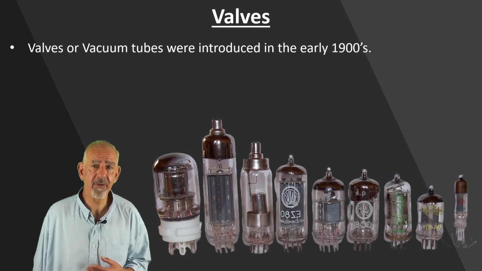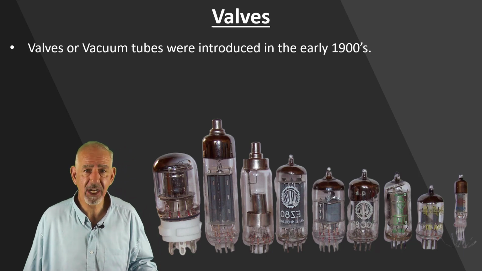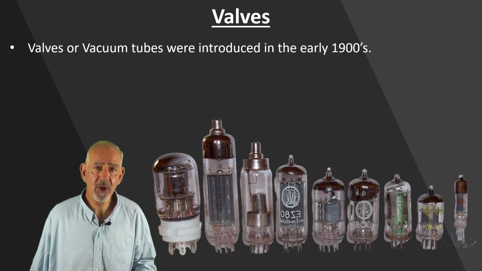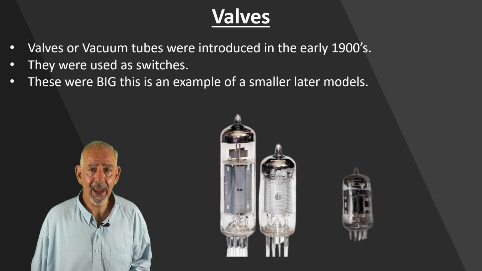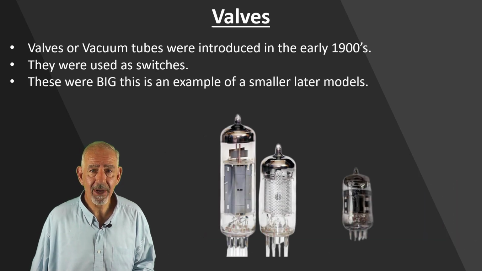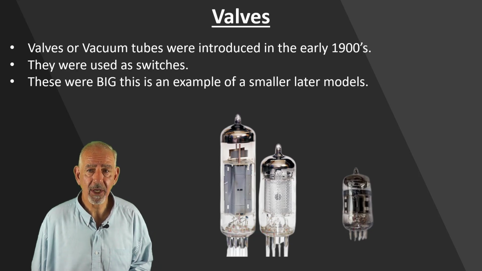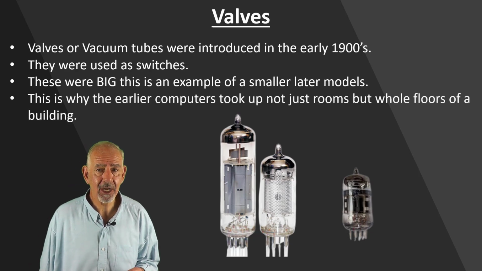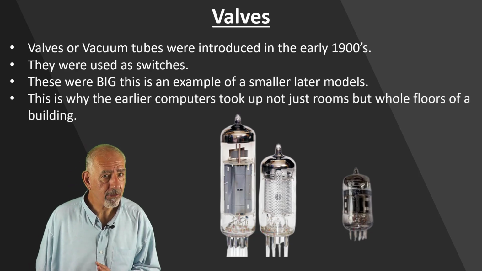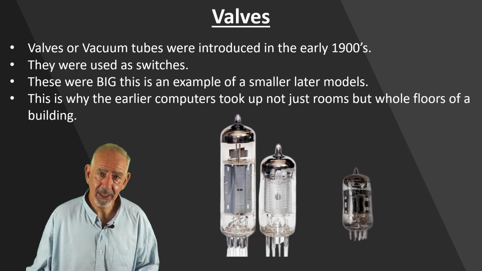Well, we use things called valves. They were valves or vacuum tubes, and they were introduced in the early 1900s. And they were used as switches. They were big, and that's why our computers were really big. And you can see what they look like, and these are just some small examples. This is why some of the earlier computers took up not just rooms, but whole floors of buildings, because we had to put a lot of these together to make them work.